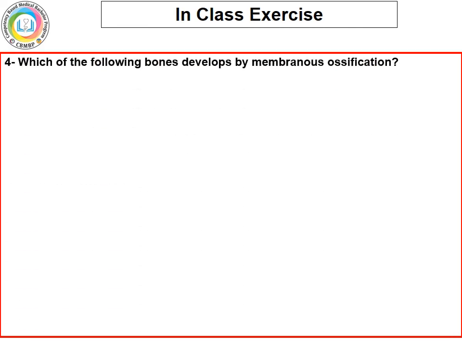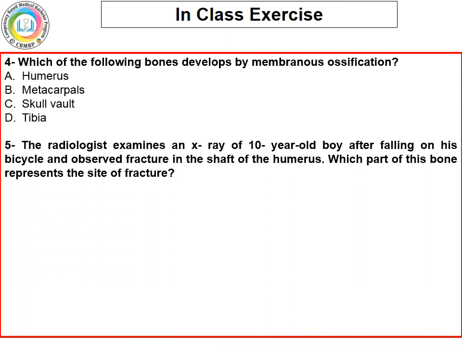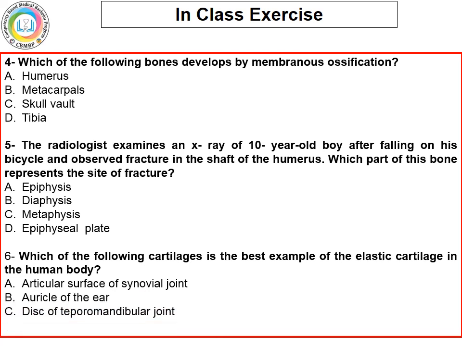Another question. Which of the following bones develops by membranous ossification? Humerus, metacarpals, skull vault, tibia. The radiologist examined an X-ray of a 10-year-old boy after falling on his bicycle and observed a fracture in the shaft of the humerus. Which part of this bone represents the site of fracture? Epiphysis, diaphysis, metaphysis, epiphyseal plate. Which of the following cartilages is the best example of elastic cartilage in the human body? Articular surface of synovial joint, auricle of ear, disc of temporomandibular joint, epiphyseal plate of long bone.